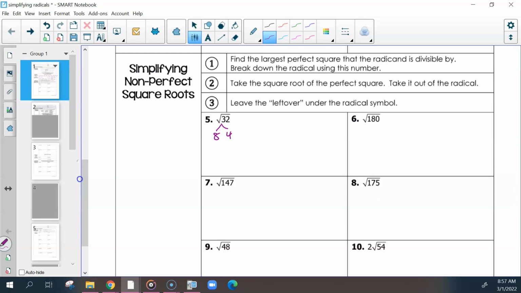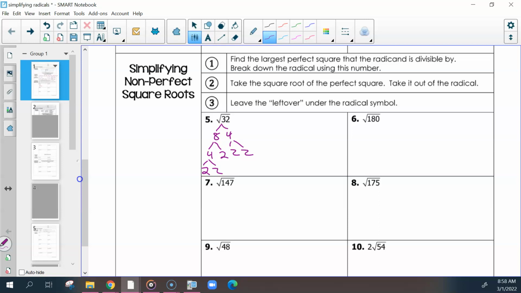When you do this way, you want to break these numbers down until they're prime. Which means the only factors they can multiply are itself and 1. So is 8 prime? No. Is 4 prime? No. That means we can break them down more. So what times what would give us 8? 4 and 2. And then how can we break 4 down? 2 times 2. Is 2 prime? Yes. So that means we just need to break 4 down again into 2 times 2.